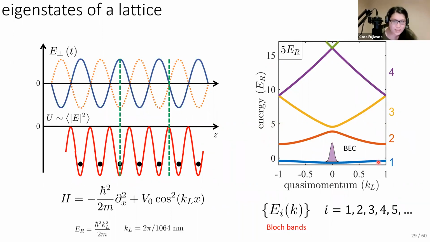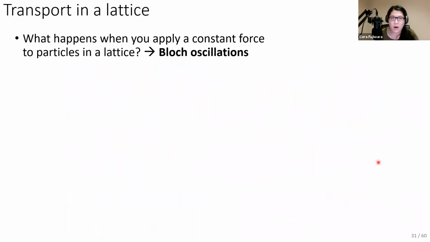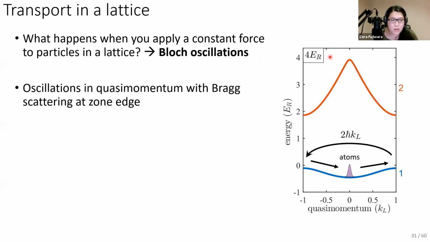I think one of the most basic transport experiments you can think about is, say I have particles in a lattice. What happens when I apply a constant force to particles in a lattice? And the answer is Bloch oscillations. So what are Bloch oscillations? Bloch oscillations are characteristic oscillations in quasi-momentum, characterized by what's called Bragg scattering at the zone edge. Okay, that's a bunch of words. From a cartoon perspective, atoms are going to start off at the center here. Their momentum is then going to evolve with this force I'm applying, F equals dp/dt, and it's going to reach the edge here.